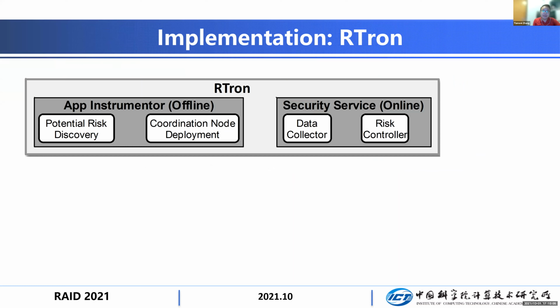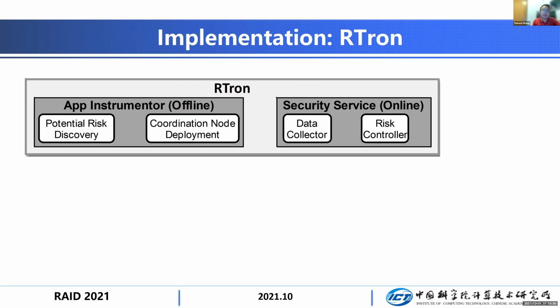Next, let me introduce our third contribution in this paper, which is the design and implementation of a new system called Itron. Itron is designed to include these mitigation solutions to protect the safety and the security of the robot apps. It is divided into two components.